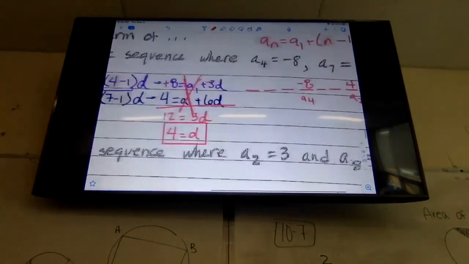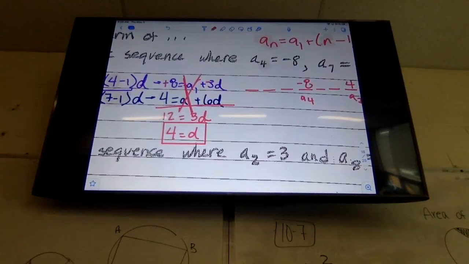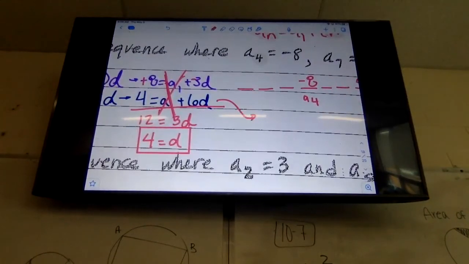Now 4 is equal to d, so let's go find a sub 1. So I'm going to do, it doesn't matter which equation, I'll probably do the bottom one. 4 equals a sub 1 plus 6 times 4.